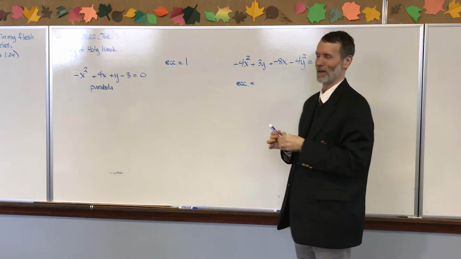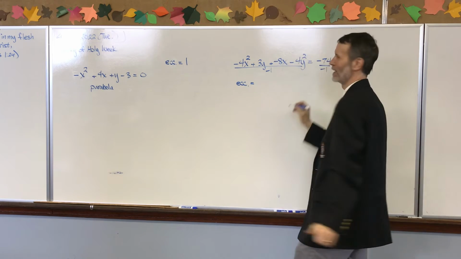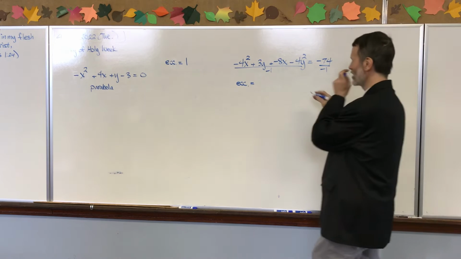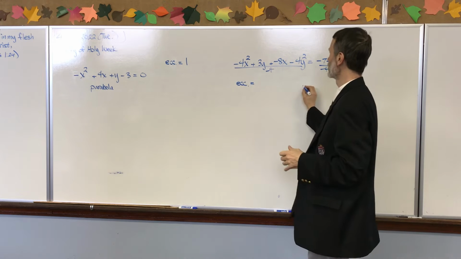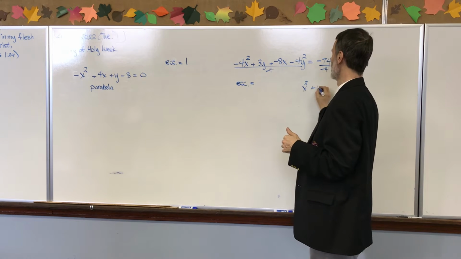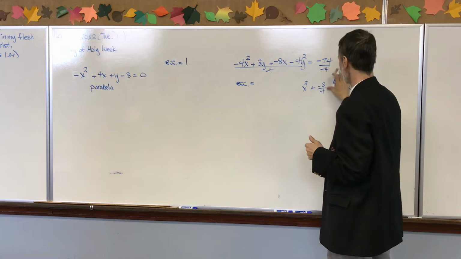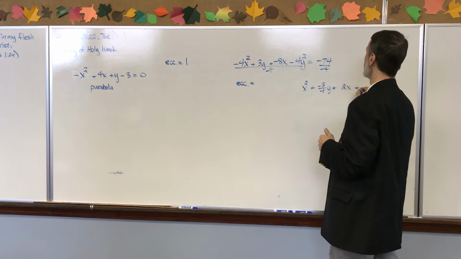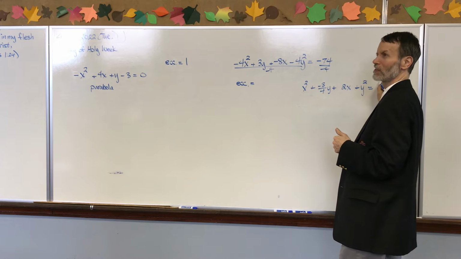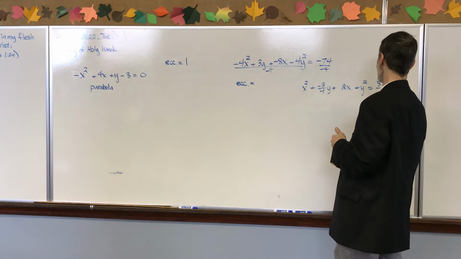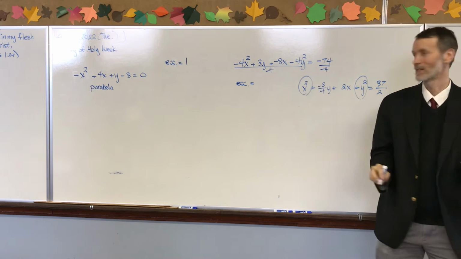This thing's a circle. Let me prove it to you. Divide everything by negative 4. You're going to get some fractions. It's going to be x squared plus 2x plus y squared equals whatever that is, 74 over 4, which is 37 over 2. The rest of it is a mess, but look at these. It's a lot more obvious. This thing is a circle.